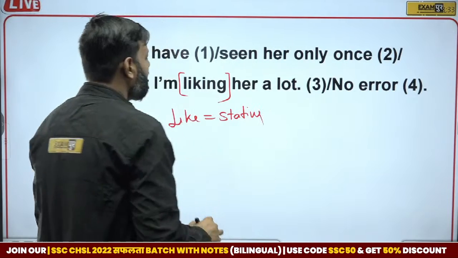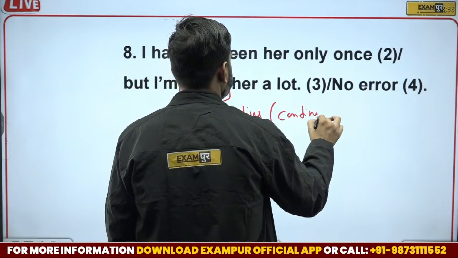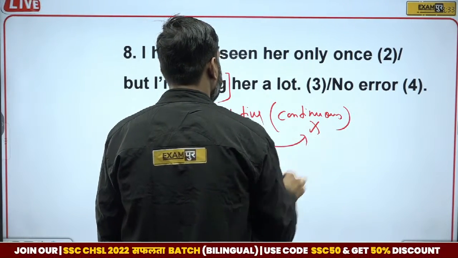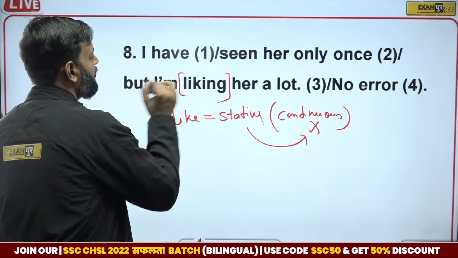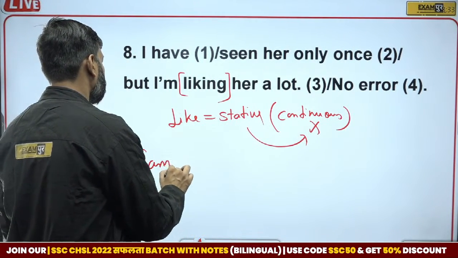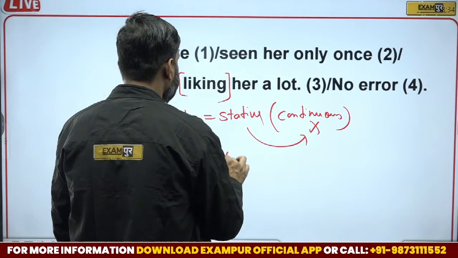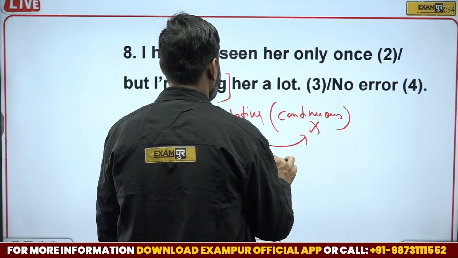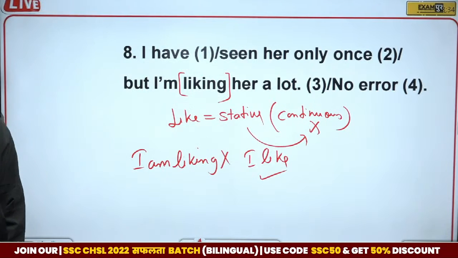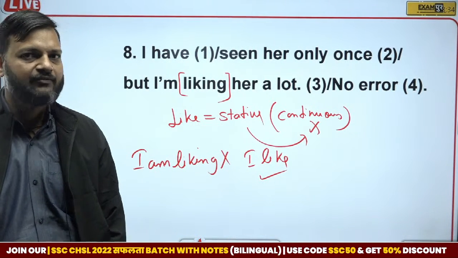Okay, and we all know that stative verbs cannot be continuous. Stative verbs cannot be continuous, so we cannot write "I am liking." So here, "I am liking" will be replaced by "I like," because "like" is a stative verb.